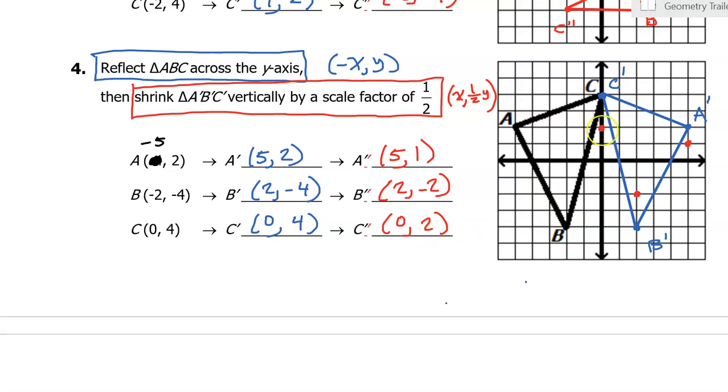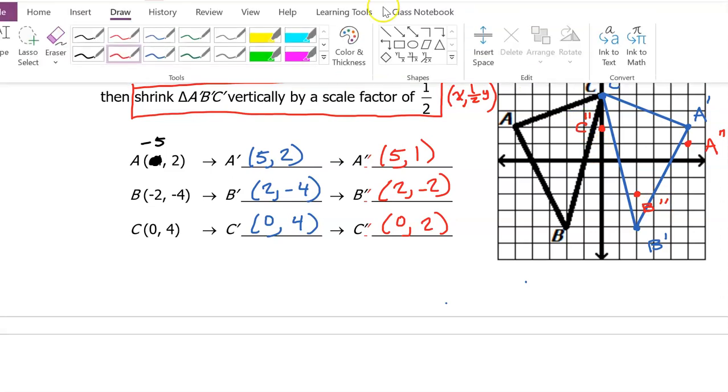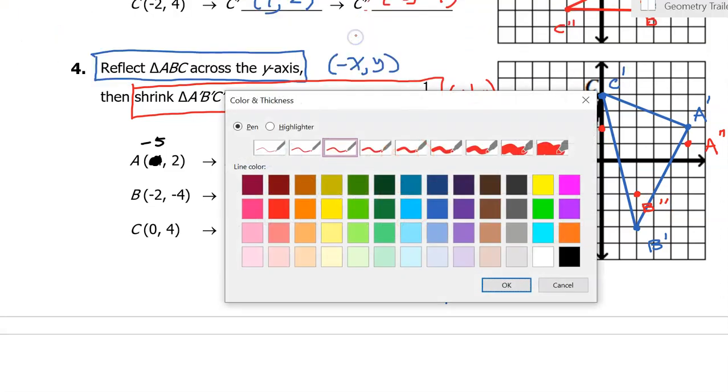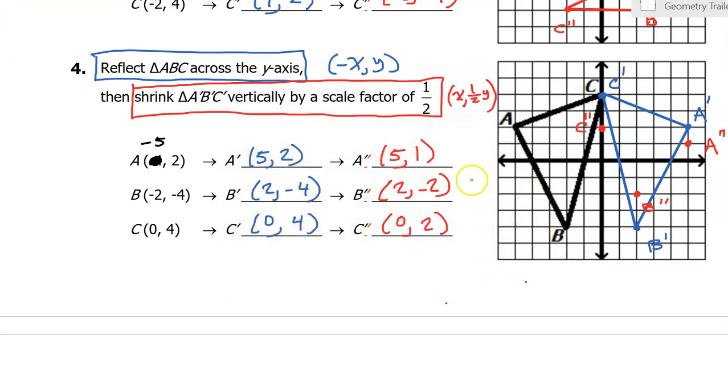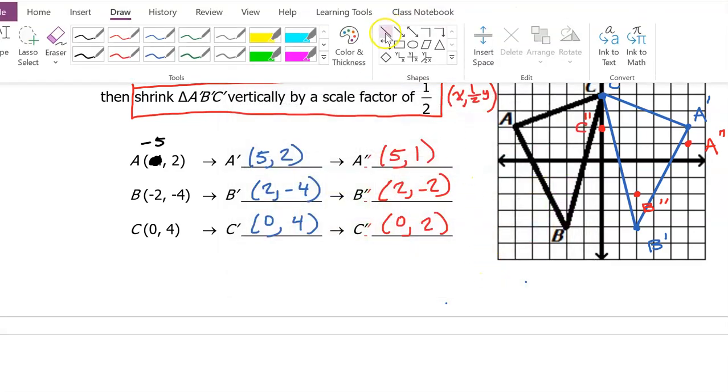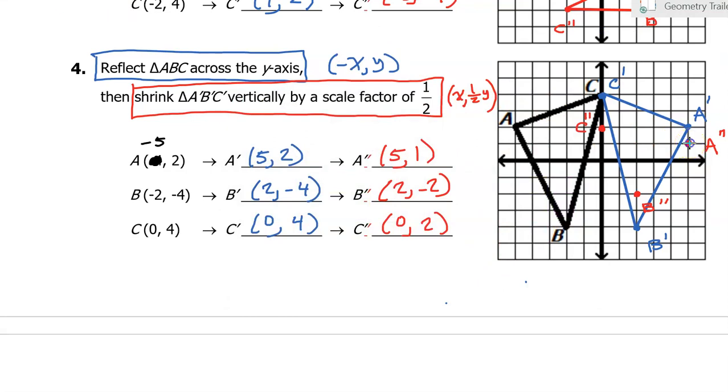All right, so this will be A double prime, B double prime, and C double prime. Let's draw that. All right, and that's it for number 4.